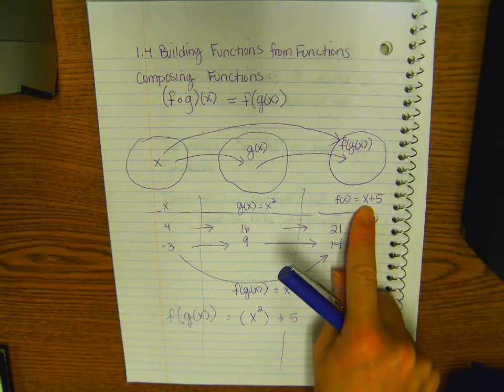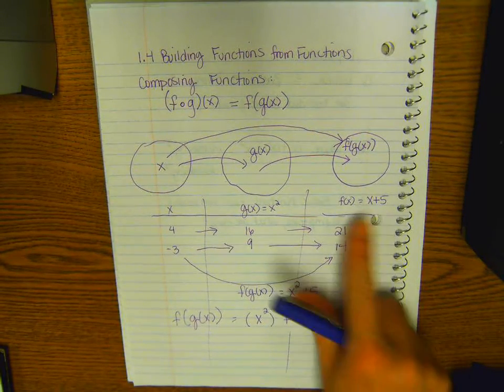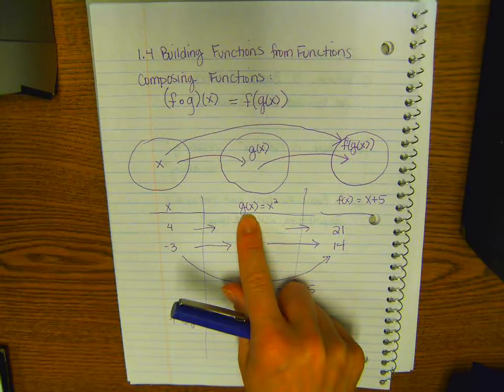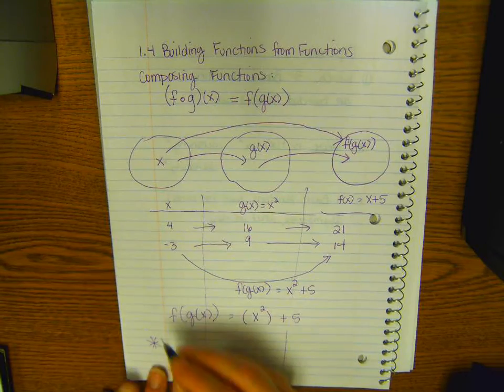Let's say I put 4 into here first. Remember how I put 4 and then I got a 21 on that? 4 plus 5 is 9. 9 squared is 81. Okay, so what I want to write here is a big note.